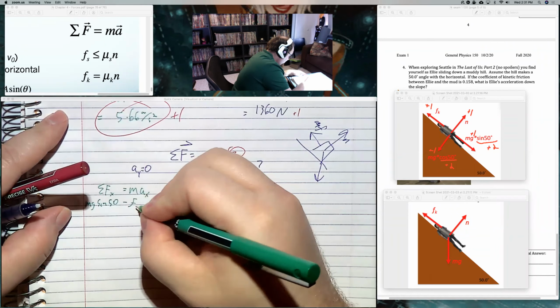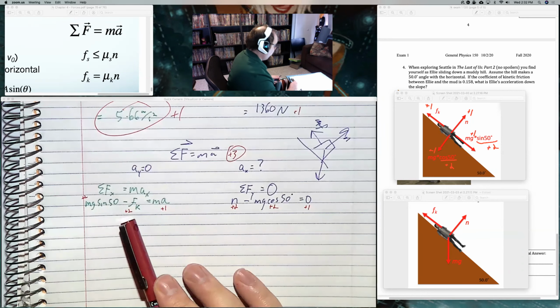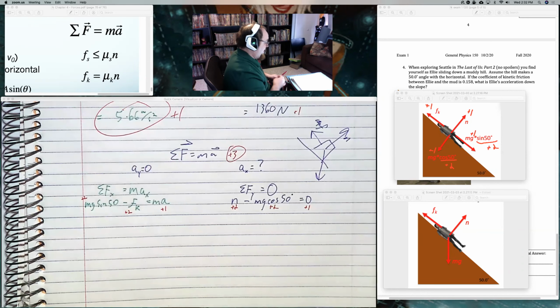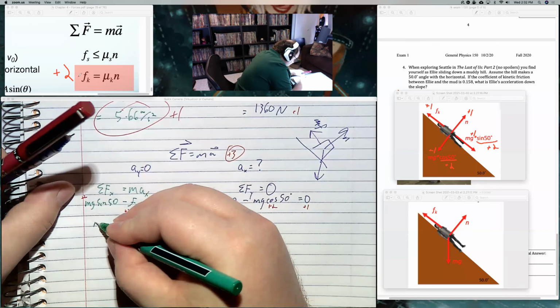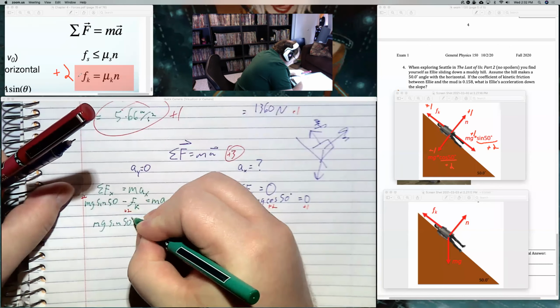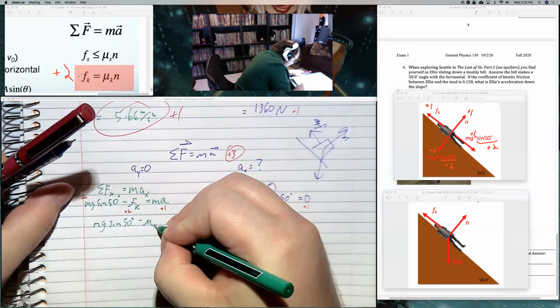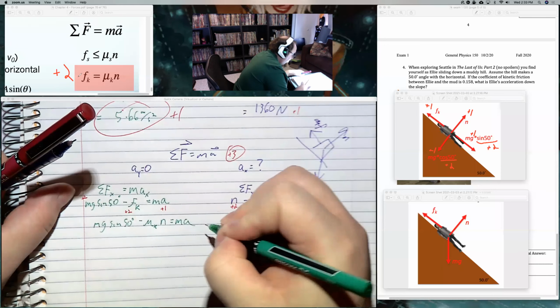Thing is, as of now, the y doesn't seem important. I want to solve for this a. But if I want to solve for this a, I need that friction. But I know that the force of kinetic friction is mu_k n. You know what? I'm just going to do this. 2 points for writing that down. And I'll plug that in: mg sine of 50 degrees minus mu_k n equals ma.